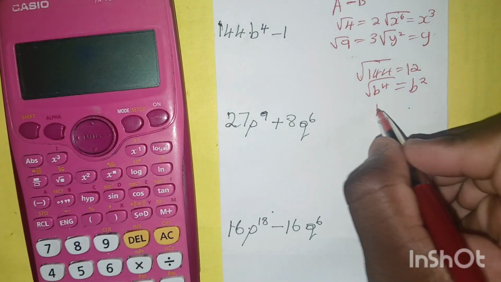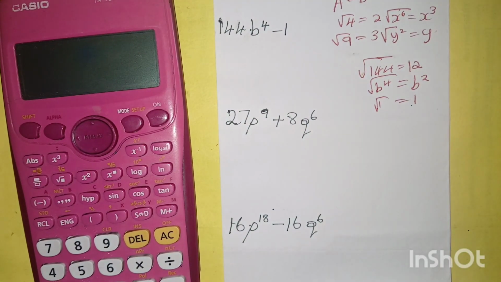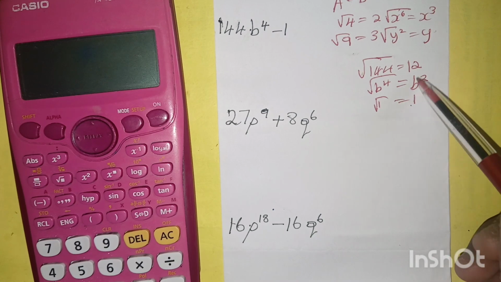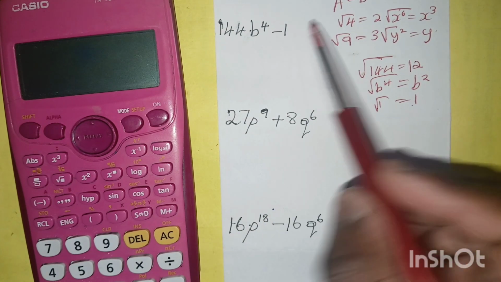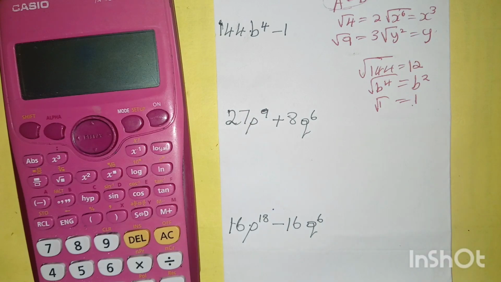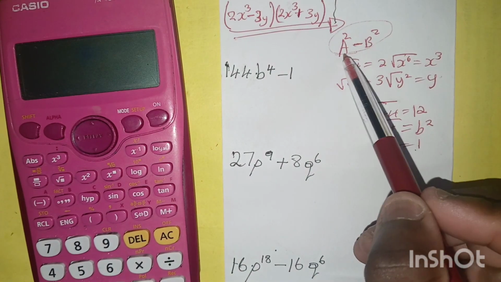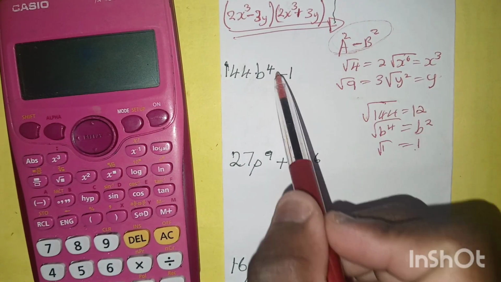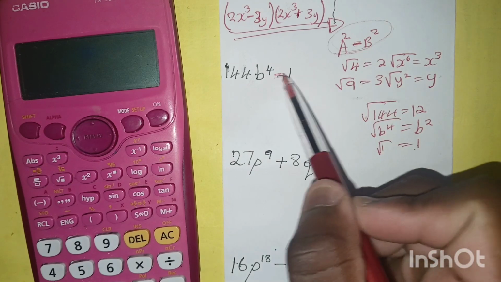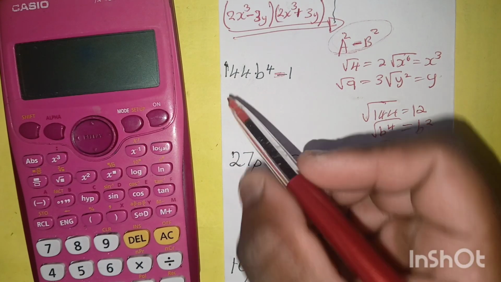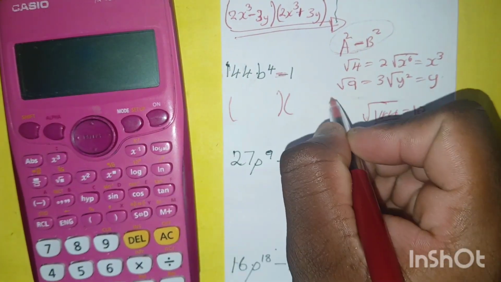b², the square root of 1 is just 1. Do you see? So guys, if we are able to take the square root of these things, it means we can apply the difference of two squares. It means we can apply the difference of two squares, and also this thing is in that format. It has a minus there. So we'll just open, close, open, close.